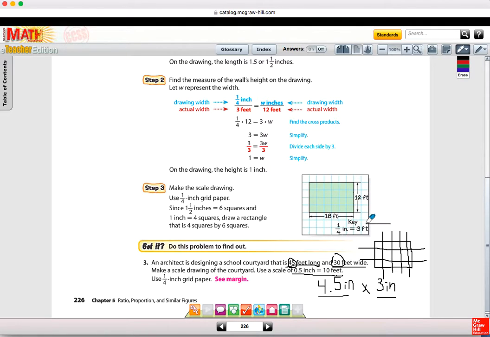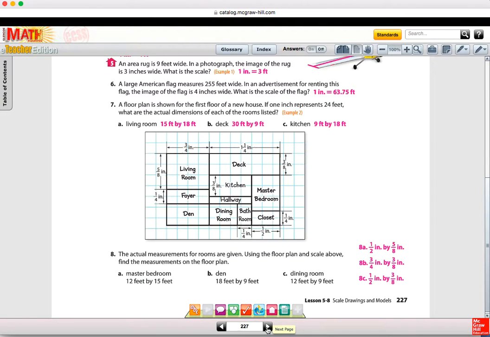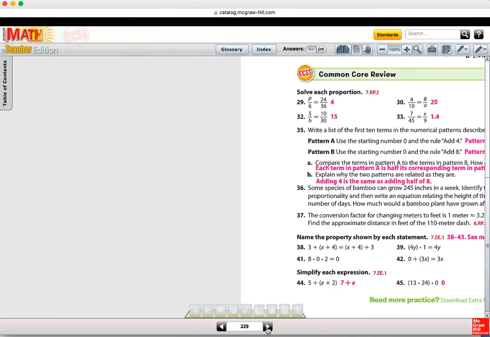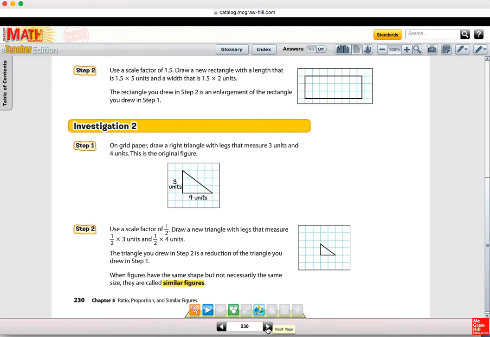So this grid paper here is not very well drawn, but what you would do is do 4.5 inches or 4.5 squares there for the length, and then 3 squares for the height. So that is the remainder of 5-8, and then we'll look at 5-9 and 5-10 examples in this video.